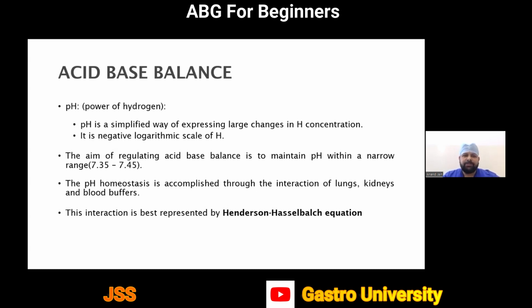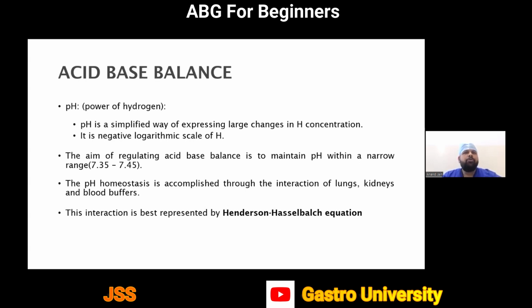Now, to understand it further, one should know what is meant by acid-base balance. To understand acid-base balance, the first thing is what is pH? pH is the power of the hydrogen. It is a simplified way of expressing the large changes in hydrogen ion concentration and is expressed in negative logarithmic scale of hydrogen ion. Our body maintains homeostasis by acting on this acid-base balance to maintain a pH within a narrow range of 7.35 to 7.45. The various buffers which help in maintaining this pH are lungs, kidneys, and blood buffers.